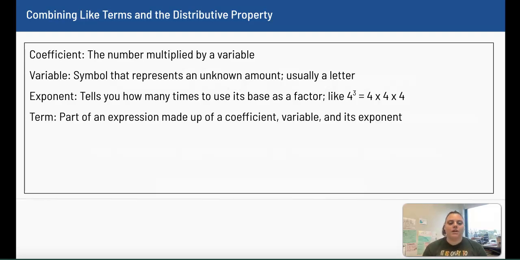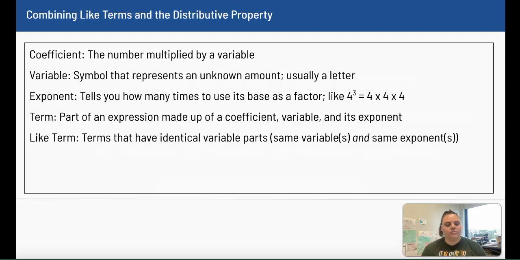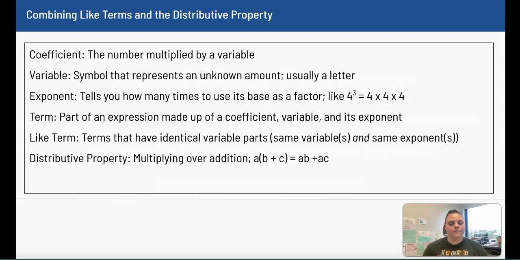A term is part of an expression, and it is made up of a coefficient, variable, and its exponent. Like terms are terms that have identical variable parts, which means they have the same variable and the same exponents. And finally, the distributive property is multiplying over addition. So we can multiply A into the addition of B and C by doing A times B and A times C. Feel free to pause the video now so you can make sure you get all of these written down.